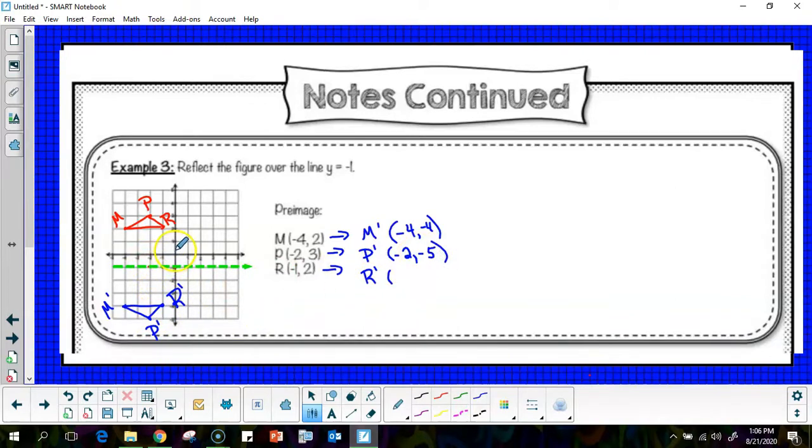And the R prime, still -1, but we're down here at, what is that, -4, I think. So no rule to state here. We're just reflecting across a horizontal line, and we just need to go point by point and say, okay, it's 3 above, so I need to go 3 below and stay on that same vertical line. The x value stays the same.